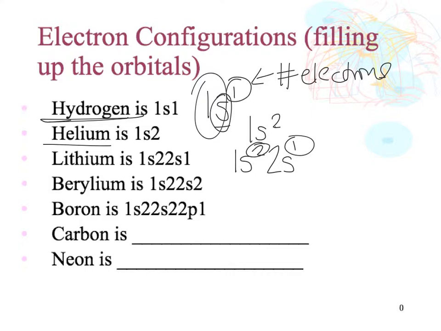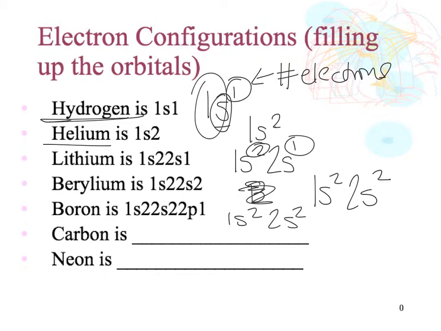Lithium is 3. Beryllium is 4. So beryllium would be 1s2, 2s2, that's 4. Boron would be 1s2, 2s2. Now, the S is full, but the second also has a P that can hold 6, and we only need it to hold 1. So boron's electron configuration is 1s2, 2s2, 2p1. Now, as we continue, carbon is 6, so it'll be 1s2, 2s2, 2p2. I need 6.